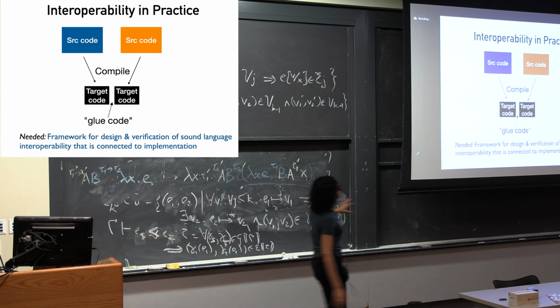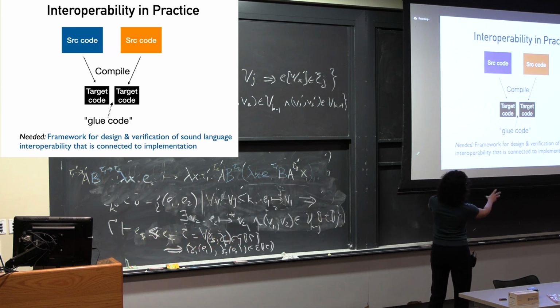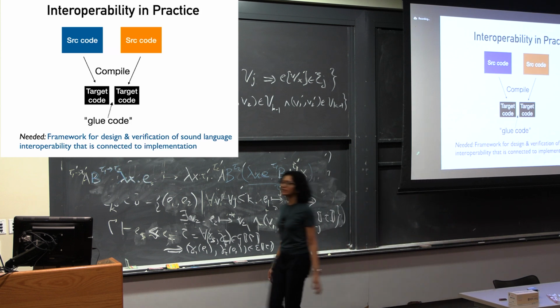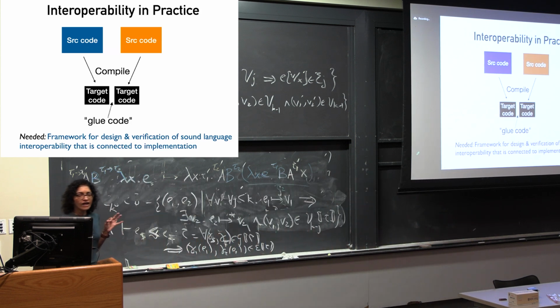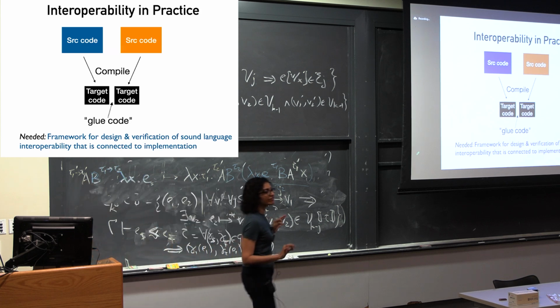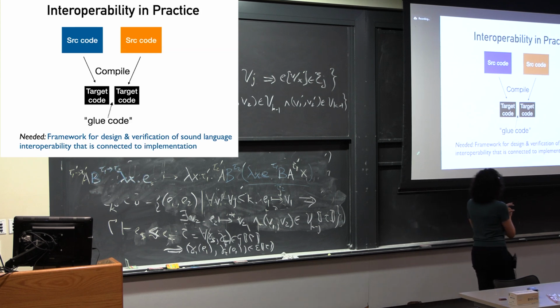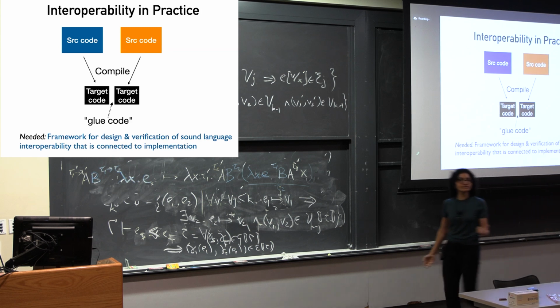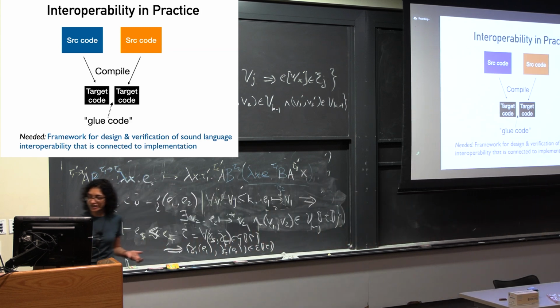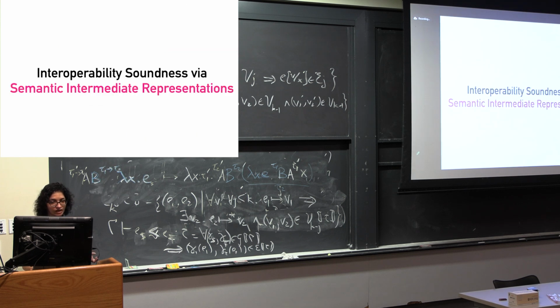So what we need is, for FFIs that are implemented like this, what's a good technique? What's a good proof method for proving that the glue code that you're implementing will in fact convert the code of a type tau1 into the right kind of tau1 prime so that it actually behaves like a tau1 prime in the other language, right? The type that you wanted. Like, what's the soundness of that glue code that gives you soundness of language interoperability at the end of the day? Okay, so I want to talk about interoperability soundness via semantic. We've been calling them semantic intermediate representations, but they're really just going to be logical relations.